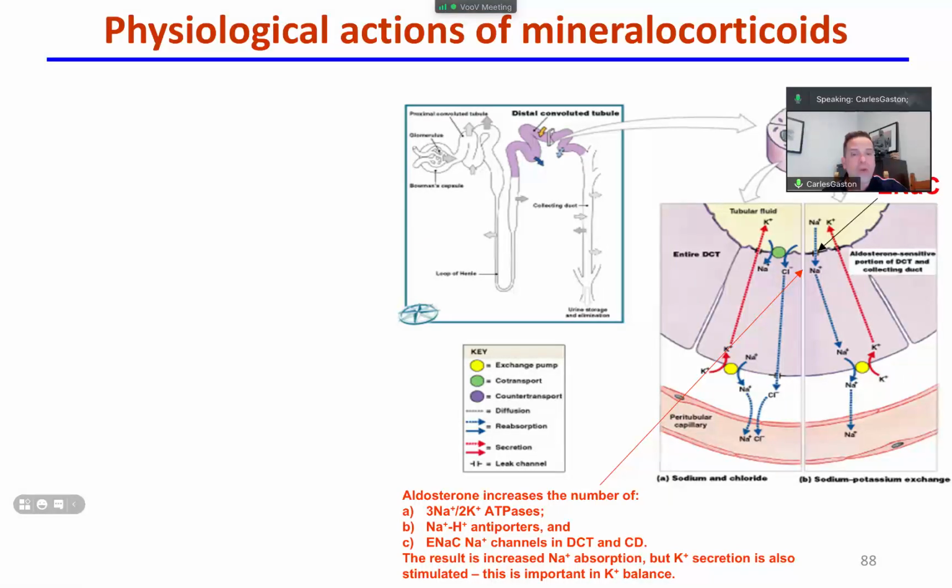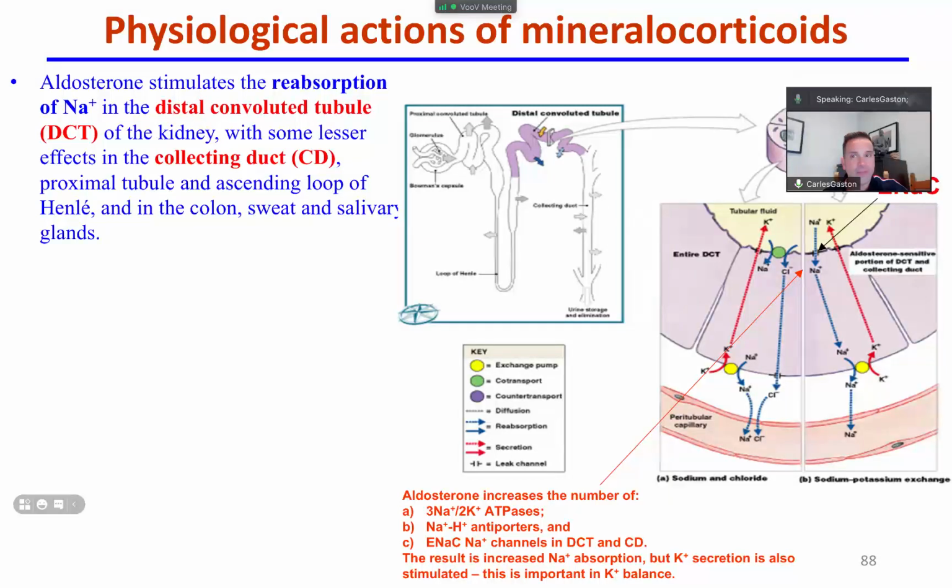So if we look a little bit more into the physiology, aldosterone stimulates the reabsorption of sodium, and this happens in the distal convoluted tubule in the kidney. You have here a graphical representation of the kidney, and this is the distal convoluted tubule.